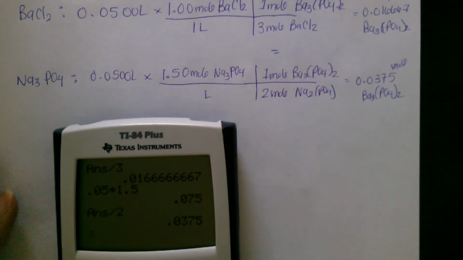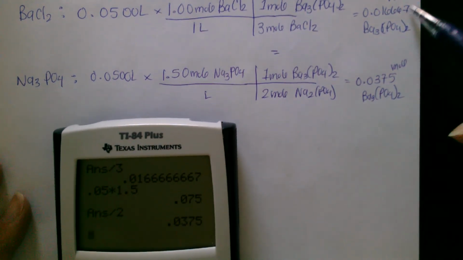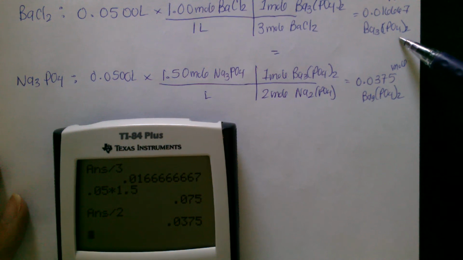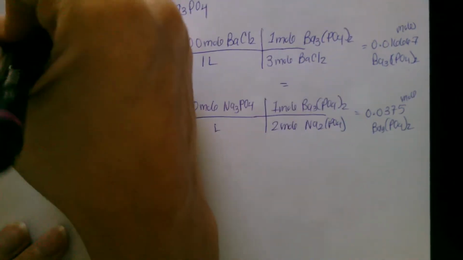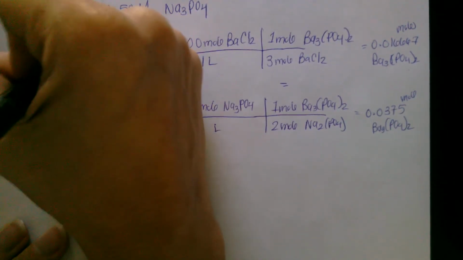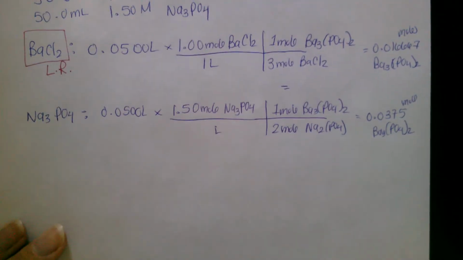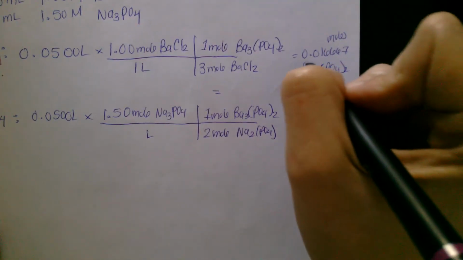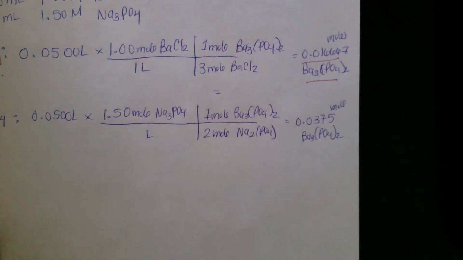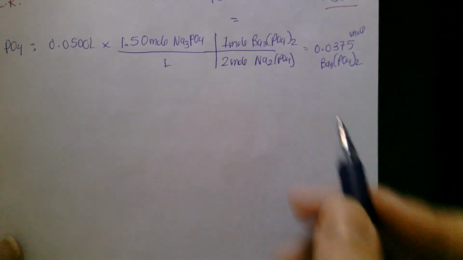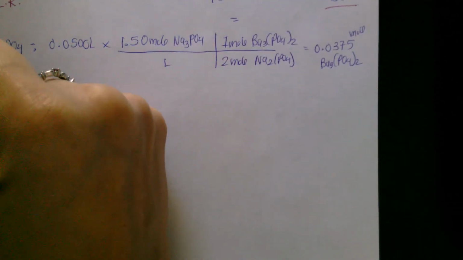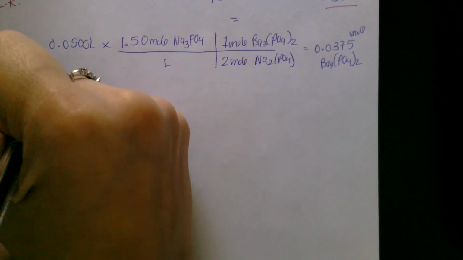Ba3(PO4)2. So if we compare, the barium chloride produces much less, so we know that this is our limiting reactant. This is our limiting reactant, and this is the amount of moles of barium phosphate. Now we just need to find what mass.